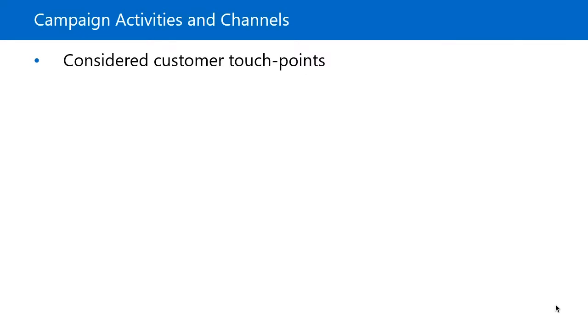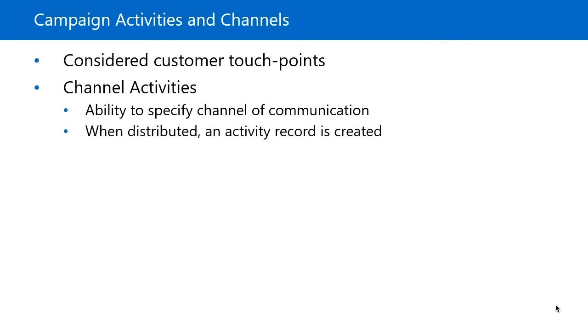For example, you can use an email campaign activity to send emails to every member of a marketing list, or a phone call campaign activity can assign phone call activities to the sales representatives responsible for the contacts in that list. With that said, campaign activities fall into two categories. The activity specifies a channel of communication, such as an email, a letter, or a phone call, and the channel activities can be distributed. When a campaign activity is distributed, an activity record of the same kind is created.